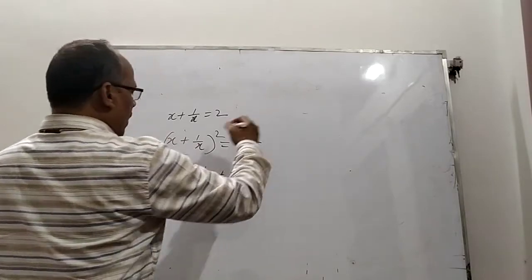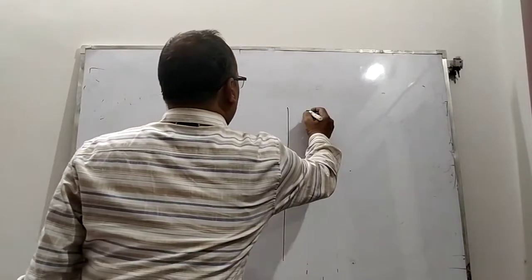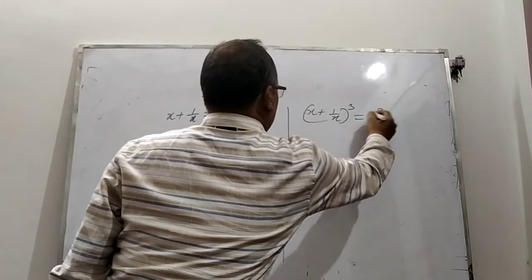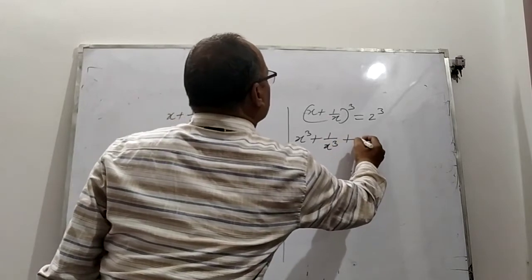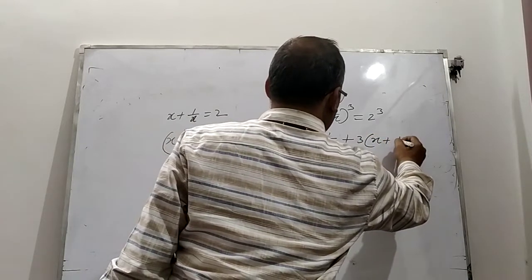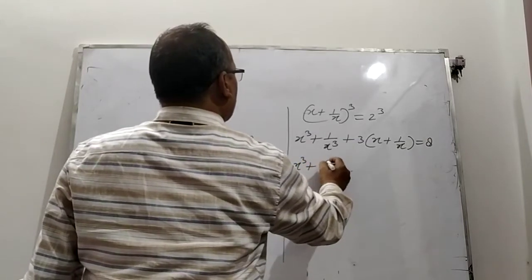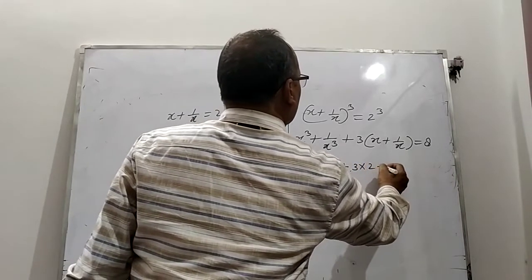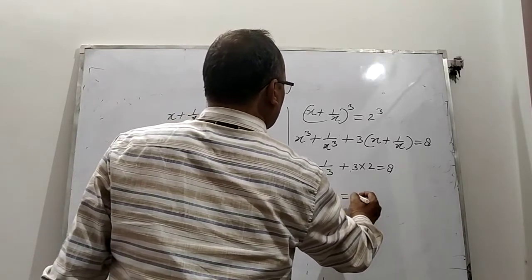Now, for x cube plus 1 upon x cube, what will you do here? You will take x plus 1 upon x whole cube. x cube plus 1 upon x cube plus 3 times x plus 1 upon x equals 8. So x cube plus 1 upon x cube plus 3 into 2 equals 8. Then x cube plus 1 upon x cube equals 2.